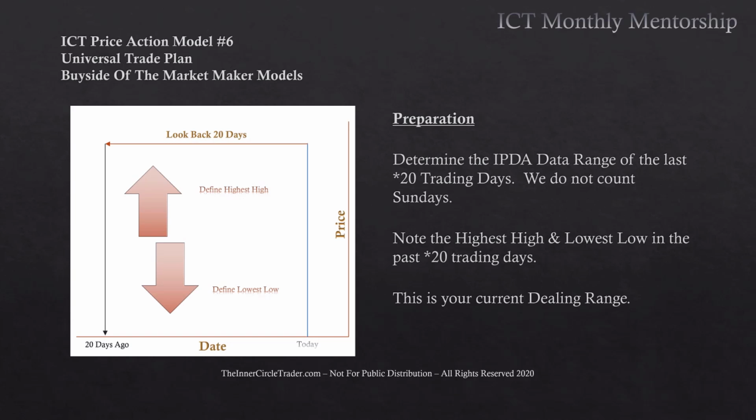We're going to determine the IPTA data range for the last 20, 40, and 60 days. We do not count Sundays. And note the highest high and the lowest low in the past 20 trading days. And this is your current dealing range. The reason why we're going to be looking at the 20, 40, and 60 is because this is a universal trade model. So it's allowing us to trade in multiple time frames.